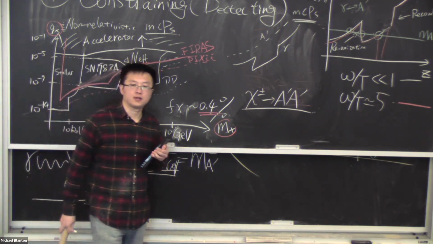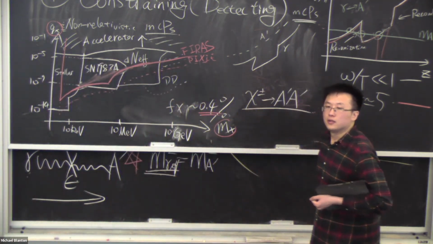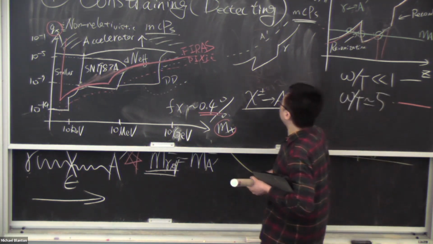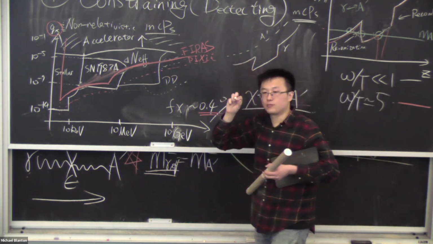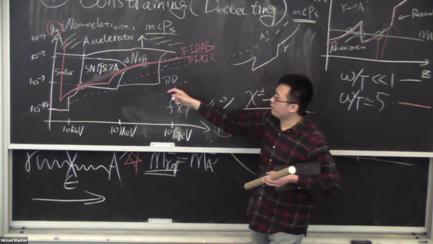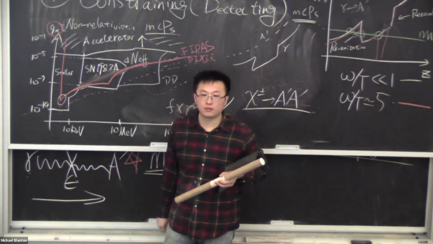But maybe I don't have time. What happens when the two curves are tangent? If two curves are tangent, then you maybe have some resonance. This is the reason why they have some resonance.